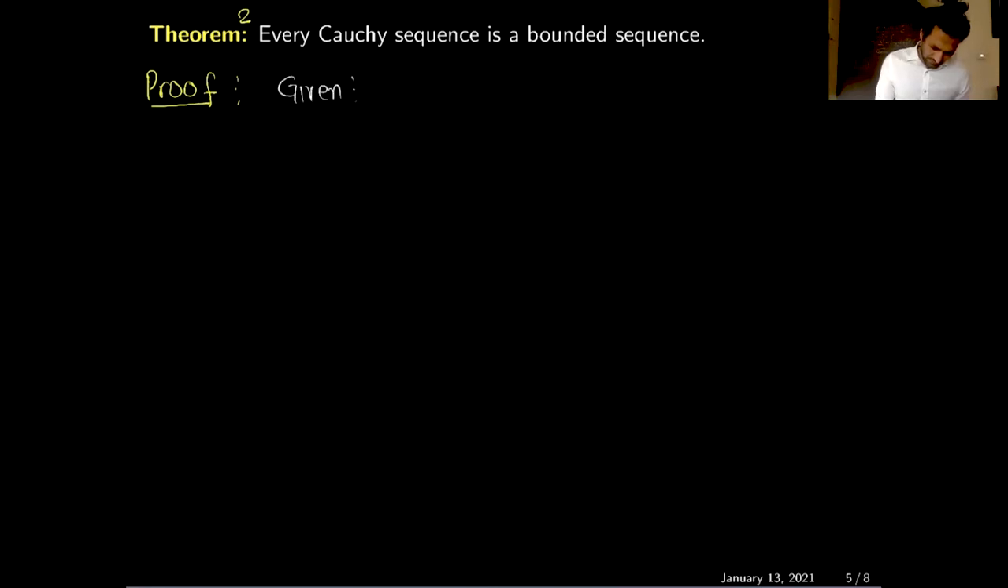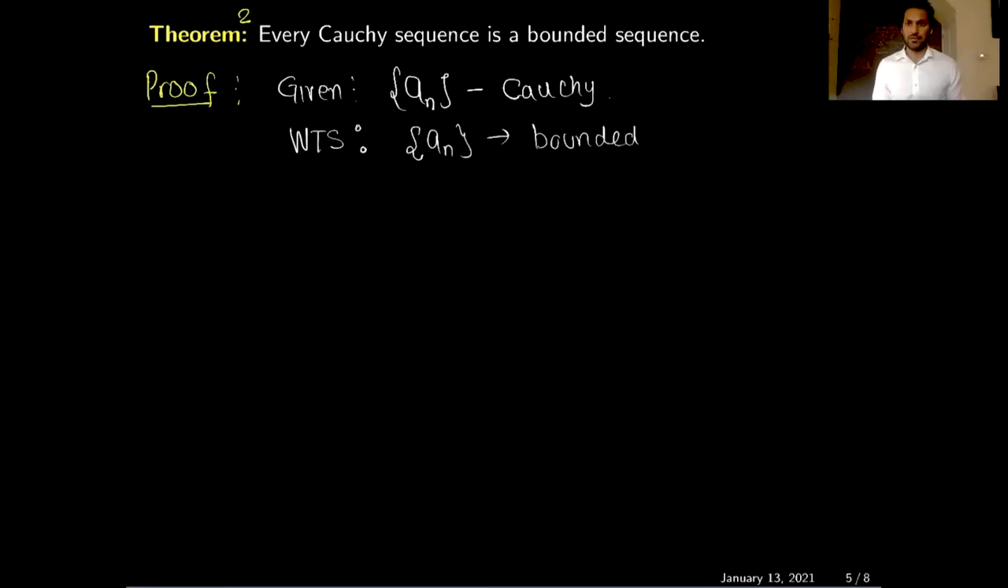Given: a sequence, and this sequence is Cauchy. And what we want to prove is that the sequence a_n is bounded. Let me give you a recall. What does it mean for a sequence to be bounded? A sequence is bounded if we can find a positive real number M so that the absolute value of each term of the sequence is less than that real number M, and this is true for all n.